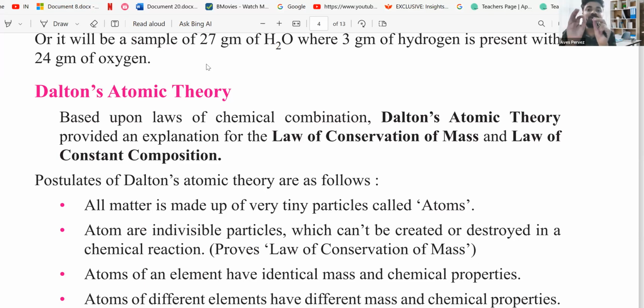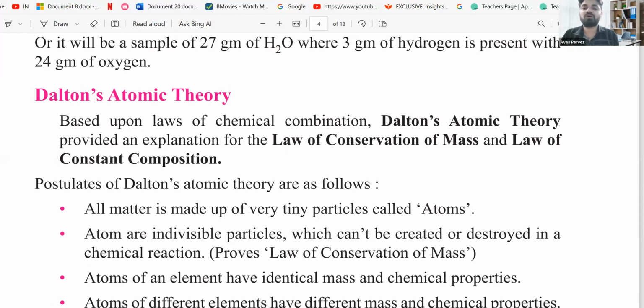We have two types of reaction, chemical reactions and nuclear reactions. The law of conservation of mass is applicable for chemical reactions, but it is not applicable for nuclear reactions, because in nuclear reactions mass is converted into energy. So mass can be converted into energy. That is E equals mc squared, which you will study in higher classes.